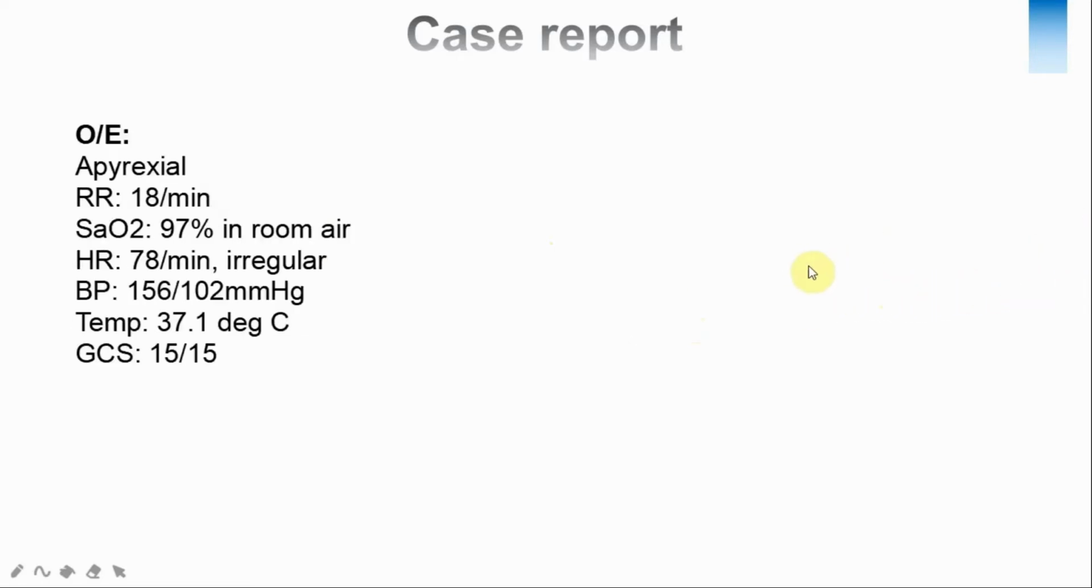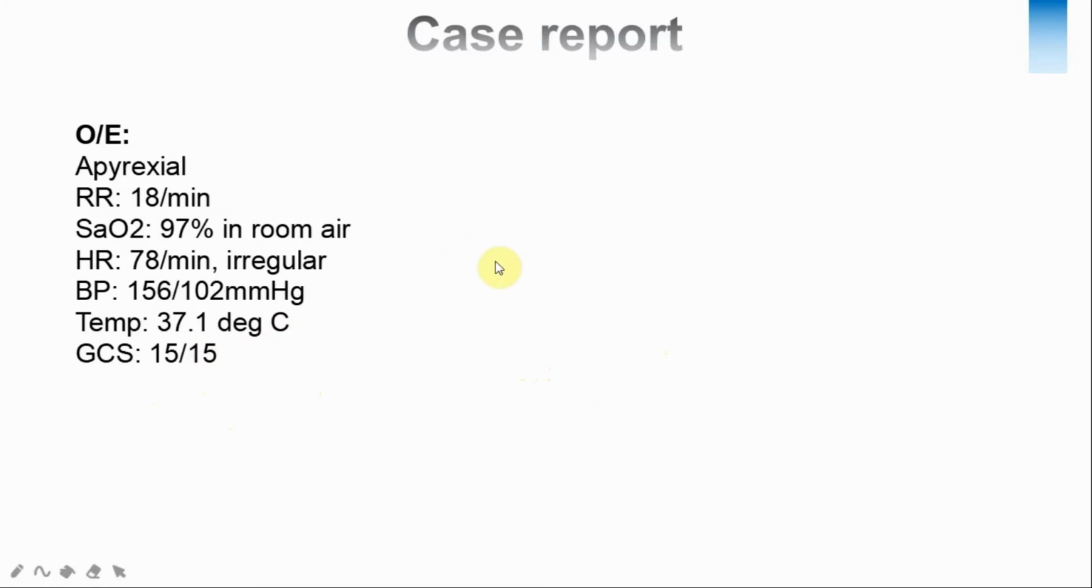Now on examination, it was found that the patient was afebrile with a normal temperature, respiratory rate was normal, saturation was pretty good for a 67-year-old. I hope that he is a non-smoker. His heart rate was 78 beats per minute, and the blood pressure was a little higher than expected. Temperature was normal, and his GCS was 15/15, which is fantastic.